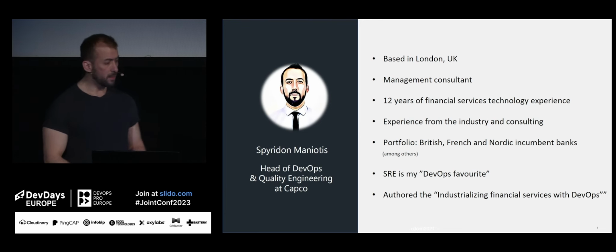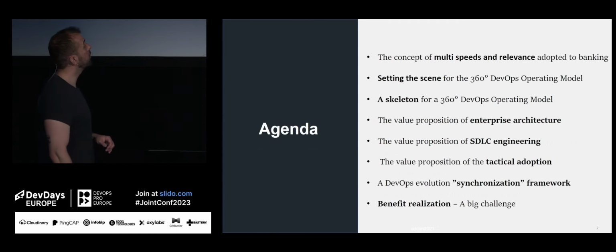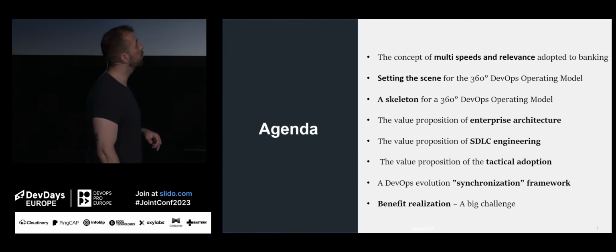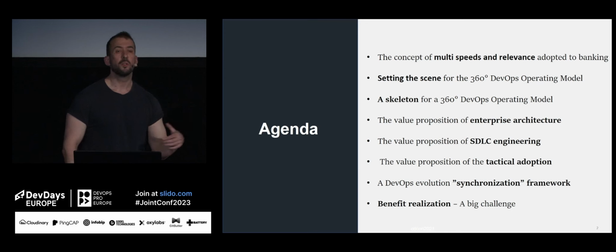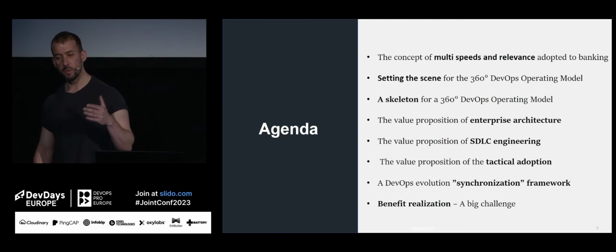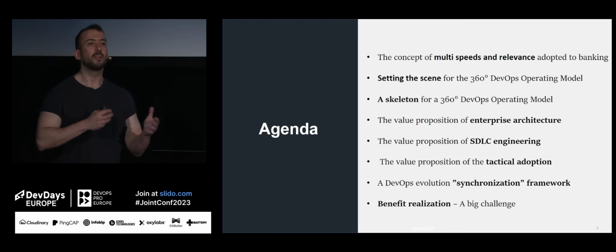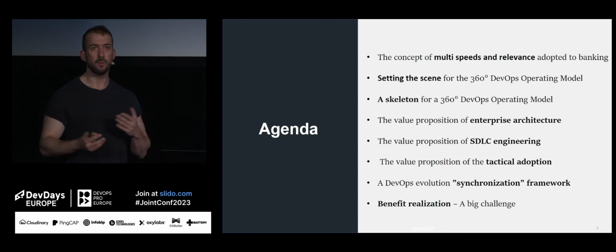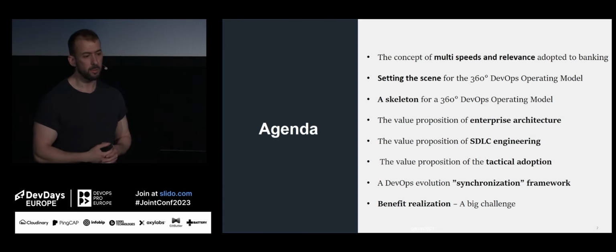Let's go a little bit on the agenda because we have a lot to cover. I'll try to be crisp and I'm using a lot of visuals not to bore you with words. I would like to get started by introducing the concept of multi-speeds and relevance. And you'll see what I mean. I've seen in most of the DevOps adoptions I've been part of, people omitting understanding different speeds in organization and relevance. So for me, this is key on understanding how to design a DevOps operating model.